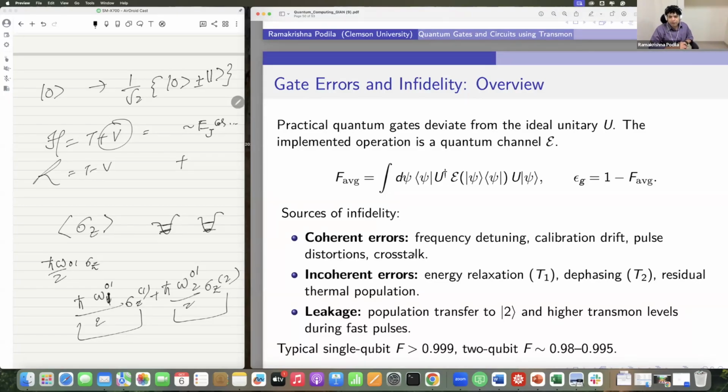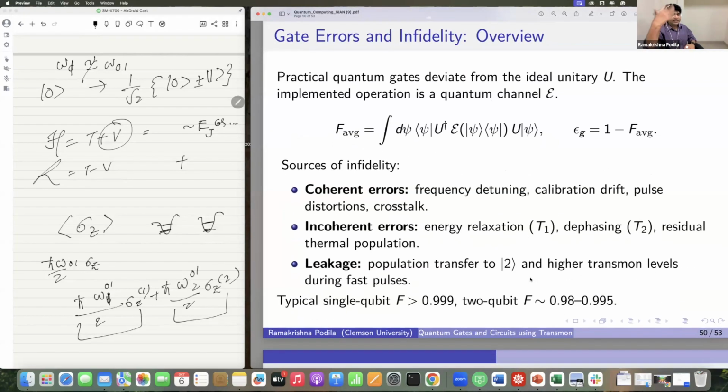That can happen because we are not on resonance. That is, our omega d, the microwave frequency that we are driving with, is not really equal to omega 01. Or we can have the qubit relax too fast. That is, you have fast relaxation rates, or there is leakage to the second state, right? So because of these things, we get error.